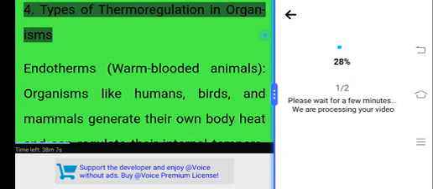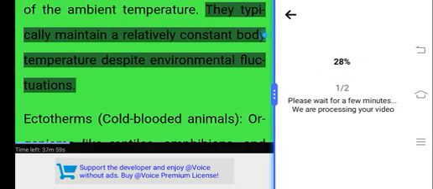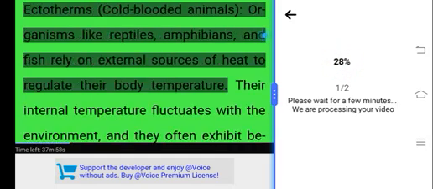4. Types of thermoregulation in organisms. Endotherms, warm-blooded animals. Organisms like humans, birds, and mammals generate their own body heat and can regulate their internal temperature within a specific range, independent of the ambient temperature. They typically maintain a relatively constant body temperature despite environmental fluctuations.